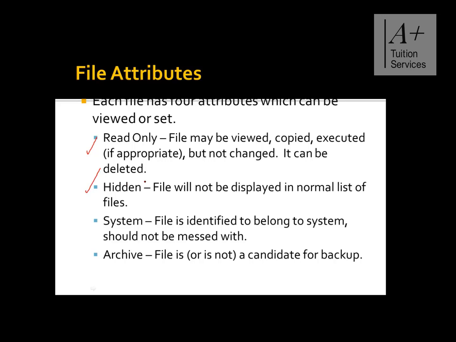There are hidden files. Files which will not be displayed in a normal list of files, and hidden is as what it says. Then we have system files. A file identified to belong to the system and should not be messed with. Then we have archive files, a file that is not a candidate for backup. So archive is basically something that backs up a folder, right? We save it there for later use.